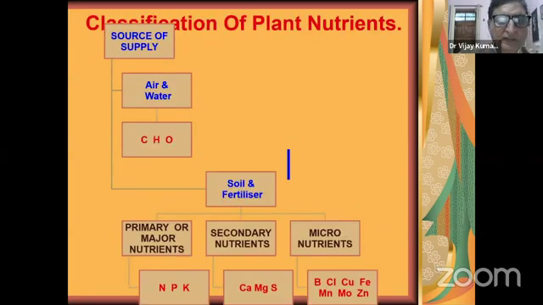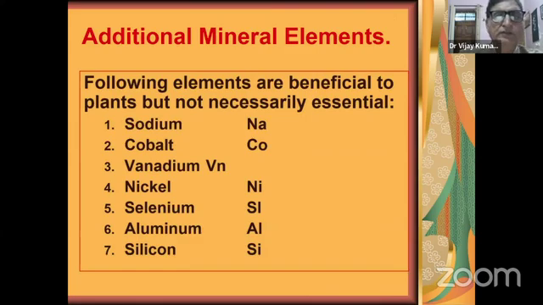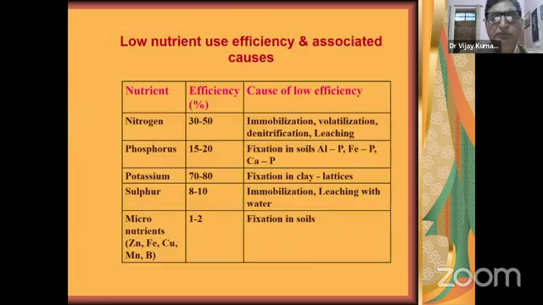As I said, carbon, hydrogen and oxygen come from the air and water, and the rest, the primary, secondary and micronutrients, come from the fertilizer source or through the soil. There are certain additional mineral elements which are beneficial elements. They are not required by all crops, but for a specific crop they are needed and give a good response.